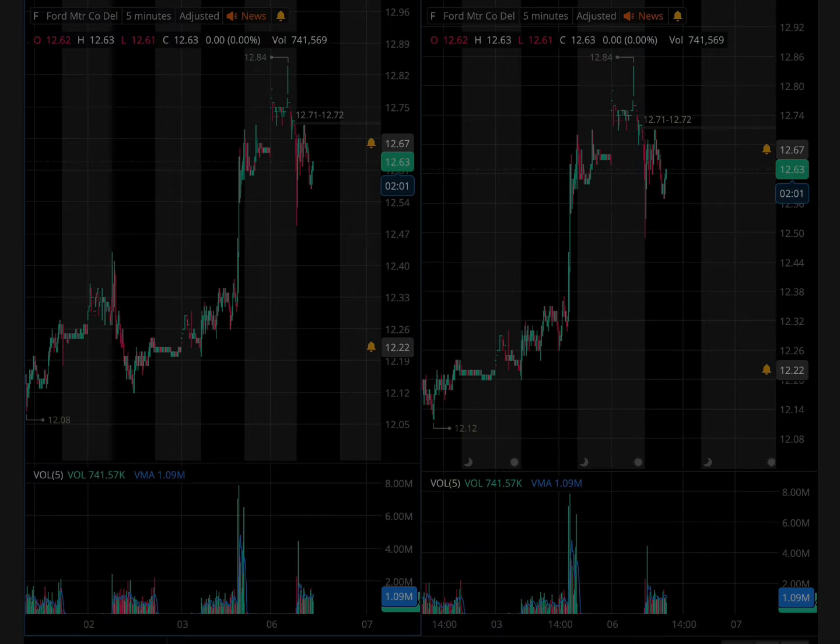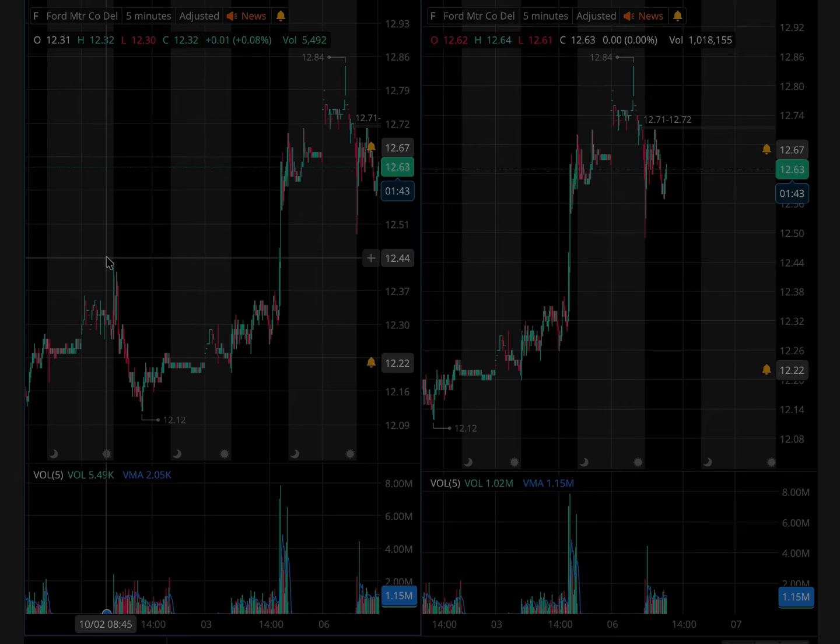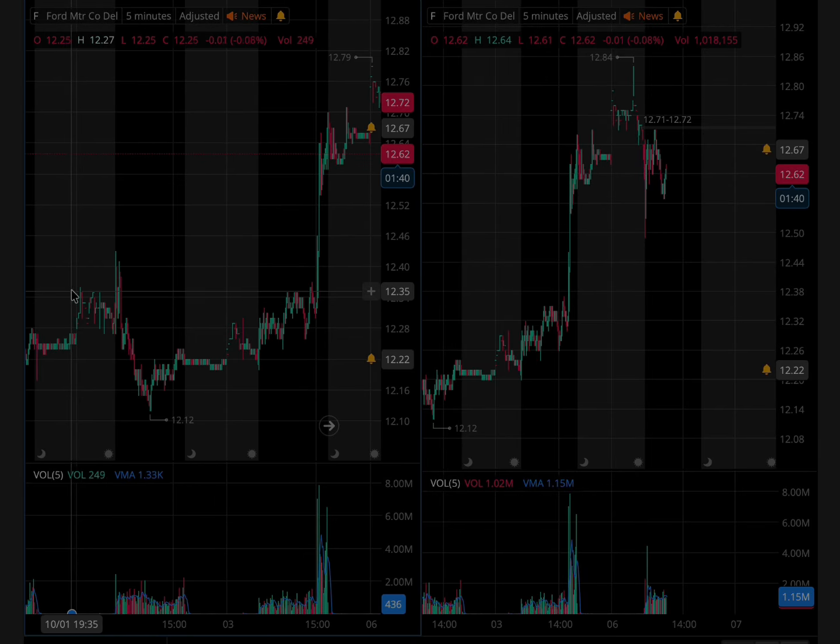Wanted to go over a couple of double tops, double bottoms. So here on Ford, you have a double top here, and then you see what the result was, kind of downturned, consolidated, and then you have a gap up here, and you also have kind of a double top happening here as well.